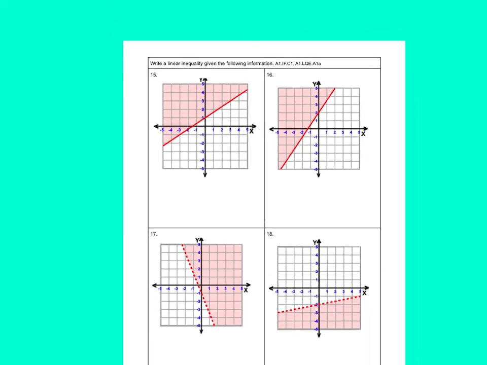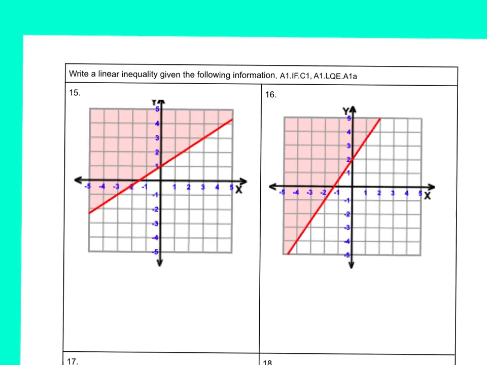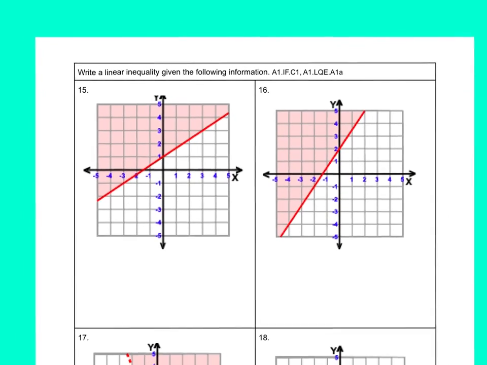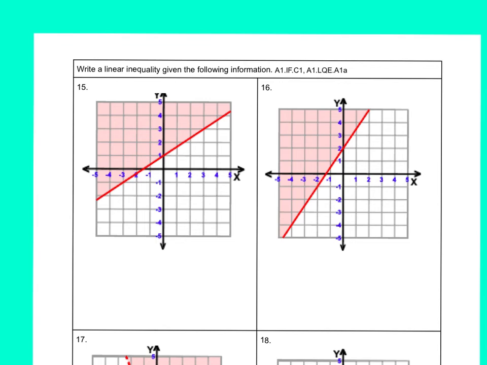Okay. Next up, we got what we did last class period, which is just write a linear inequality given the following information. Okay. Starting off, what do I know here? Let's just start off with the b value. Let's pretend that we were graphing it ourselves. We'll just work backwards. So we start off with b. What is b? 1. It's right here. How do I find the slope? Rise over run. So I need to find another point on this line. Which one did you pick?